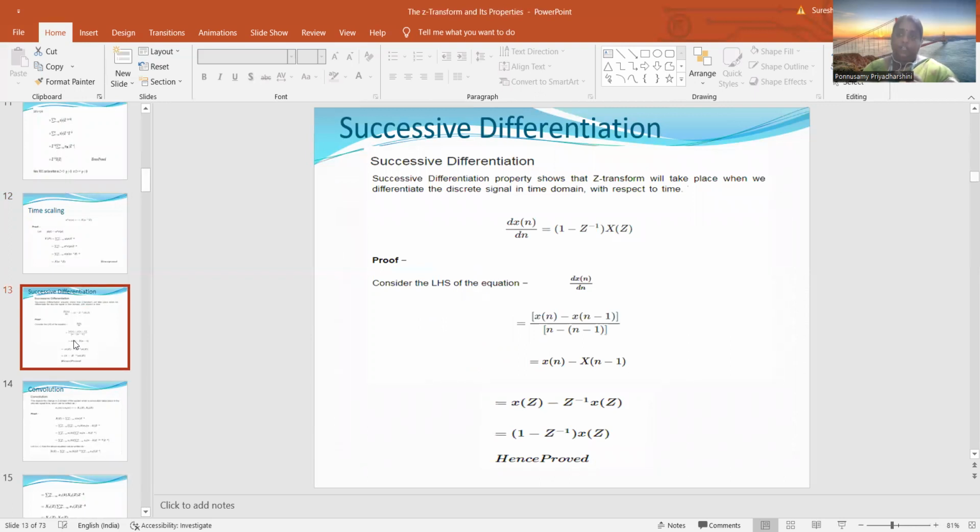Next is successive differentiation, the differentiation property of the Z transform. So what is successive differentiation? This property shows how the Z transform behaves when we differentiate the discrete signal in the time domain with respect to time. The transform of x of n minus x of n minus 1 is 1 minus z inverse times X of z. Here we consider the left-hand side of the equation, and the final answer is 1 minus z inverse X of z. So this is our final answer for successive differentiation.